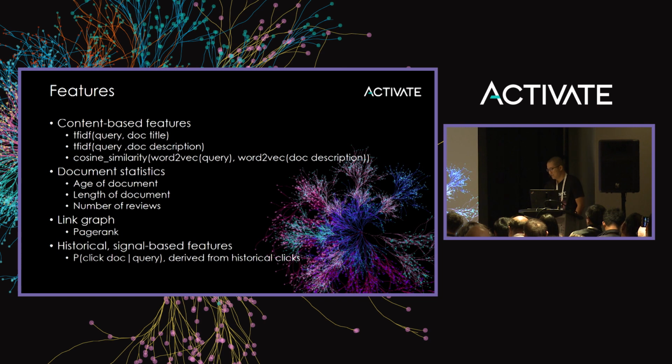What are some features that you can add to an LTR model? Again, content-based features, maybe document statistics, the age of the document, the length of the document. You can analyze the link graph, use PageRank, and that could be a feature. And there are historical signal-based features, so looking at previous clicks. So the probability that somebody's going to click this document given this query. We're going to look at these kinds of features in a lot more detail because they tend to be pretty informative, especially in certain domains. This is by no means exhaustive. I just threw out a bunch of different examples.